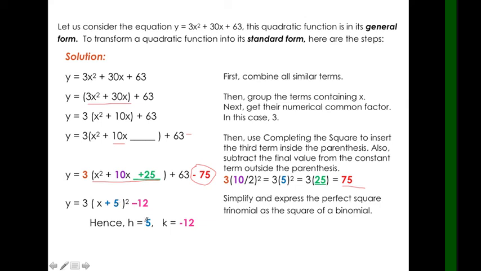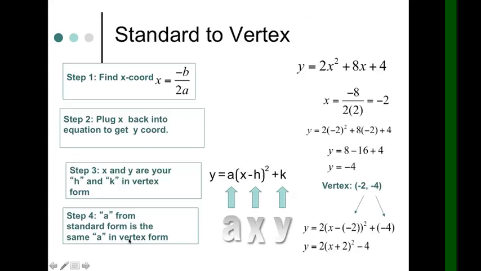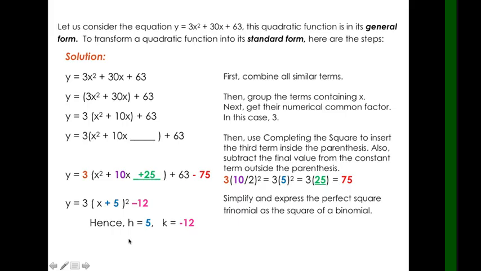Therefore h is, I think, negative 5. No, h is the opposite, if you still remember my previous presentation. The vertex is the opposite of h, right? H is 5 here, so the opposite is negative 5. K is negative 12. So this is another way to find h and k, aside from what I discussed in the previous example.